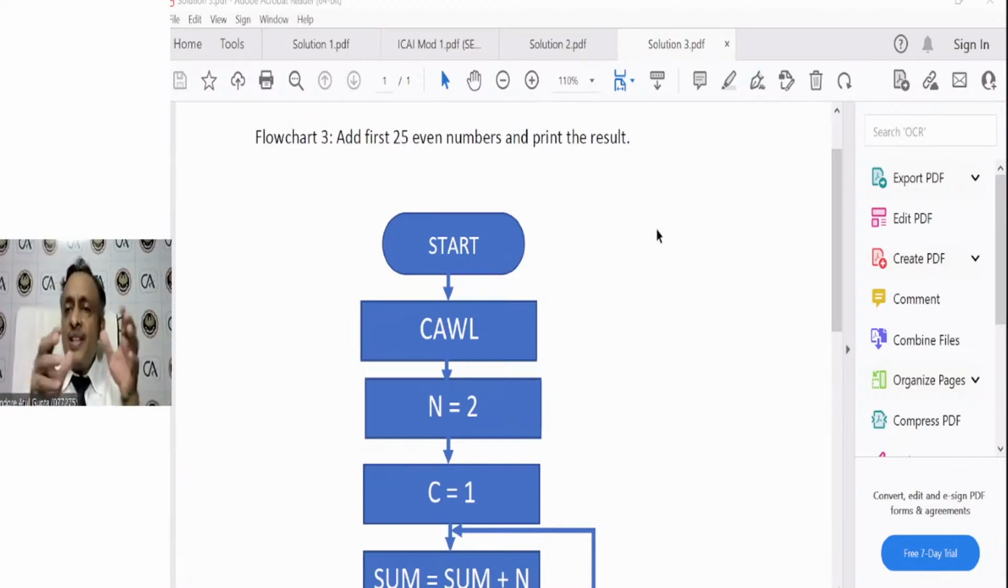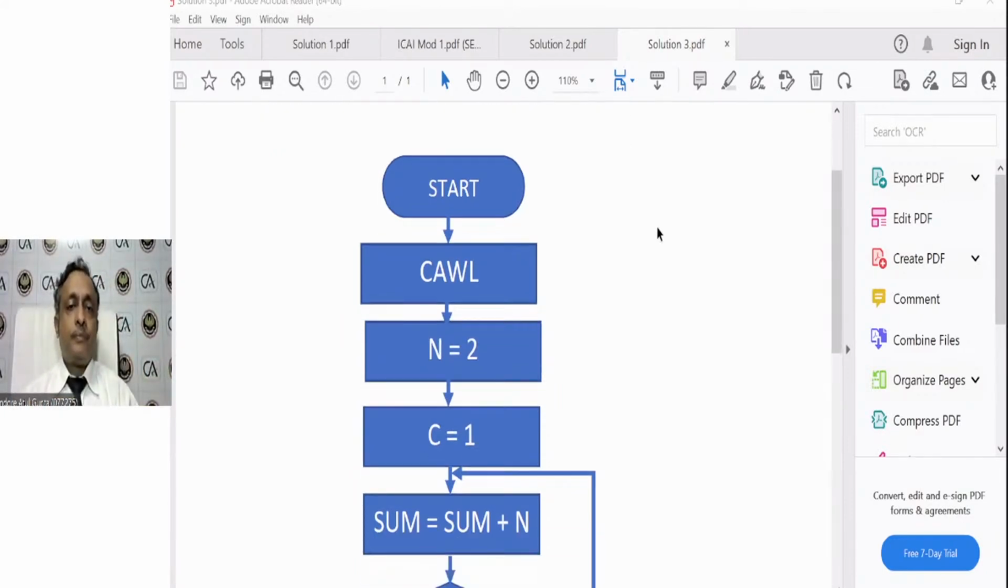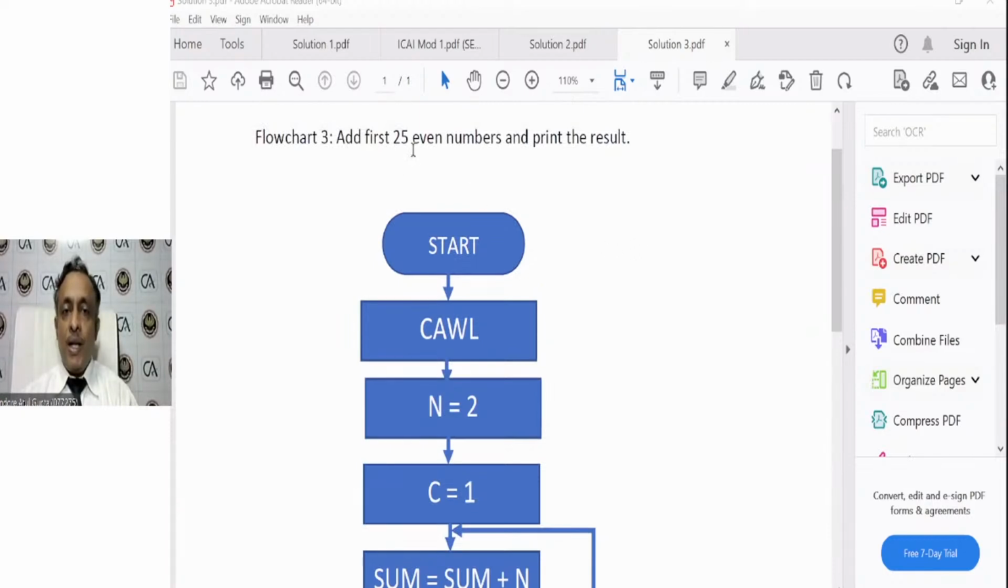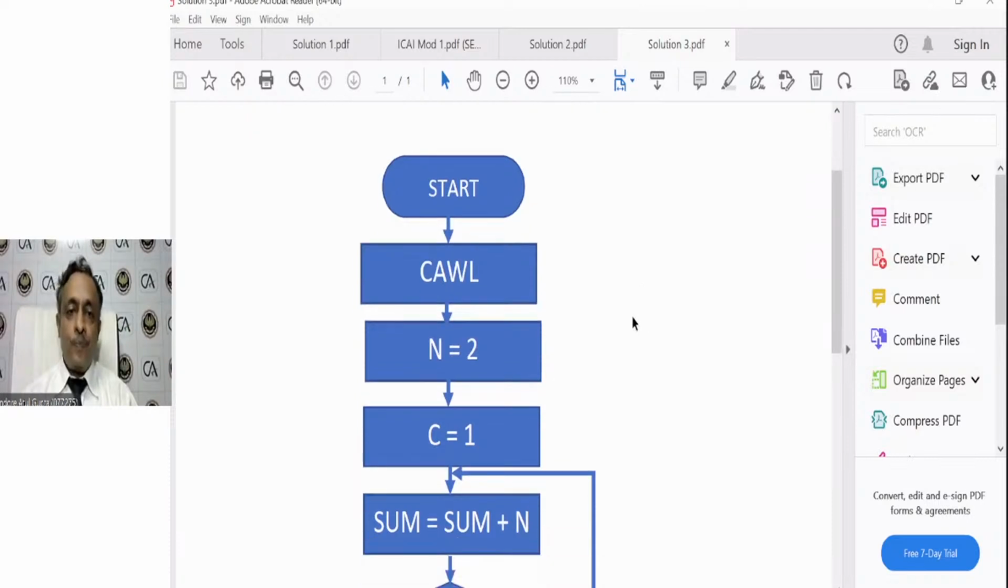25 times. So whenever such a question comes, the parameter of the question will be, say, first 10 even numbers, first 10 odd numbers, or first 10 numbers divisible by 7, like that. Then there has to be a counter created. So let us read that. What is the question? First 25 even numbers. Okay, so start.